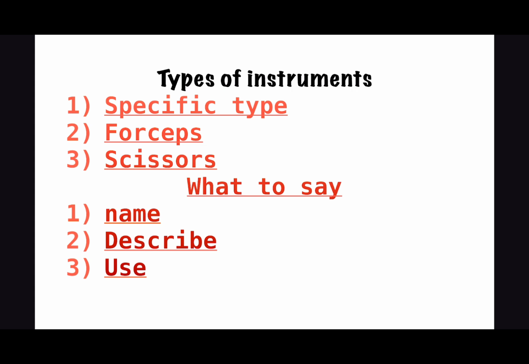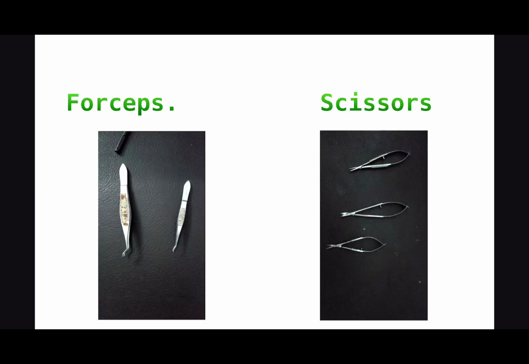So when you are given an instrument, what things should you say? You should describe in 3 headings. First, you should tell the name of the instrument. Then describe its appearance, like it is stainless steel, has a grip, has sharp edges, has cutting. Then tell about the uses of the instrument. This is the basic difference between a forceps and scissors, how they look.